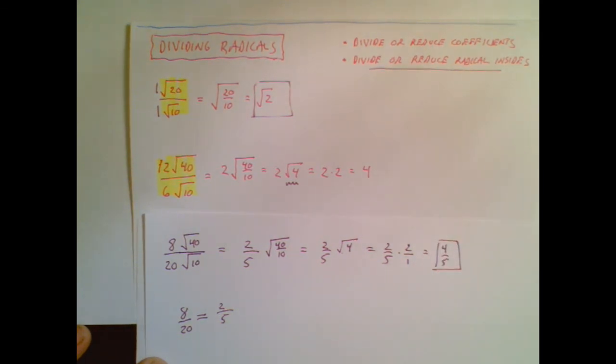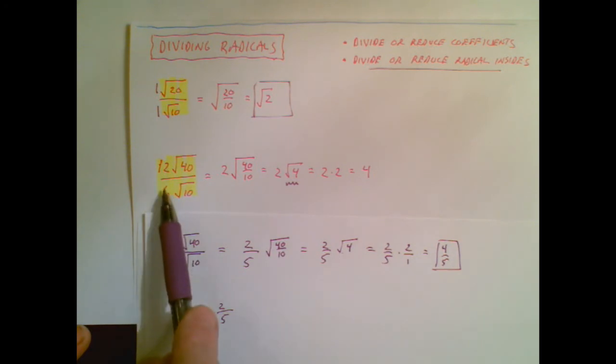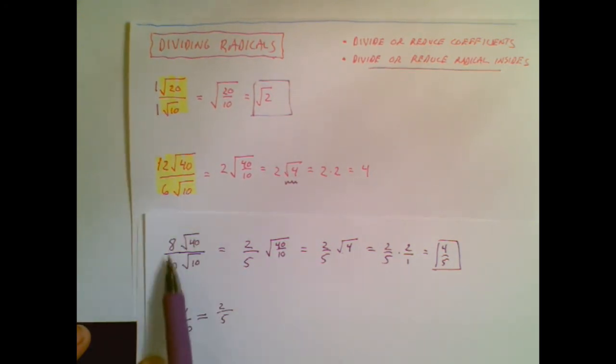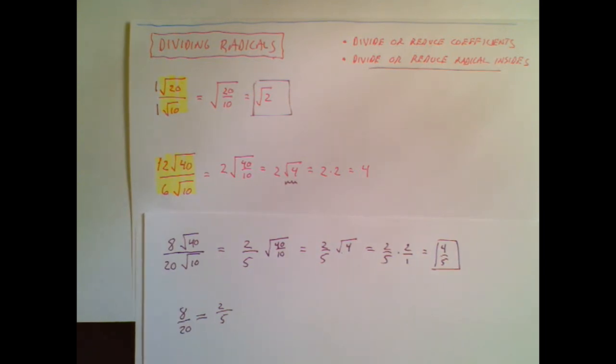We did this example to show you that you don't always end up dividing the coefficients to get an integer. Sometimes these coefficients reduce to a fraction. Okay, this has been the operations with radicals: addition, subtraction, multiplication, and division.